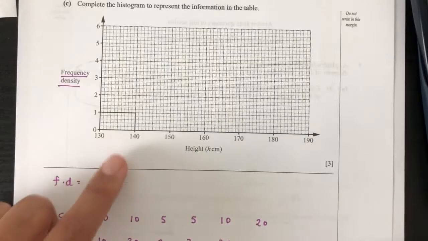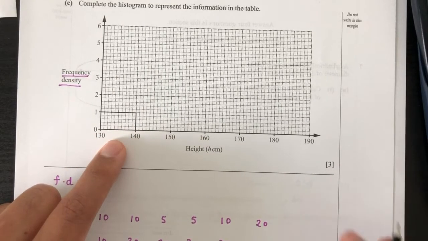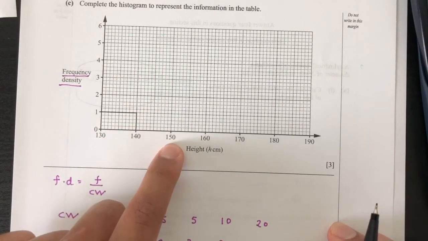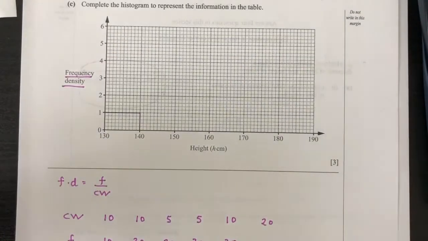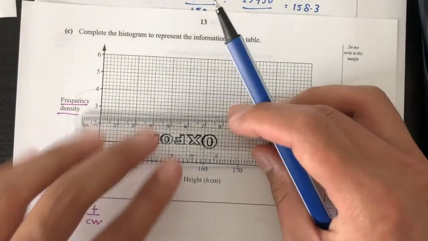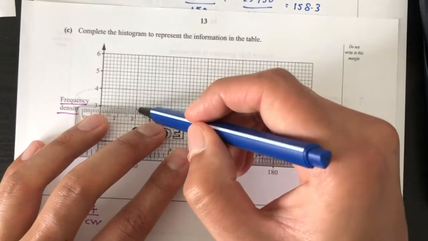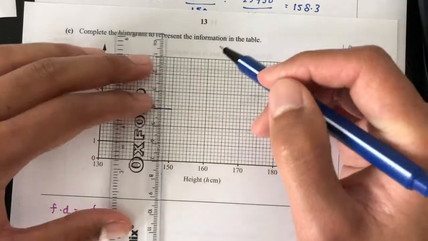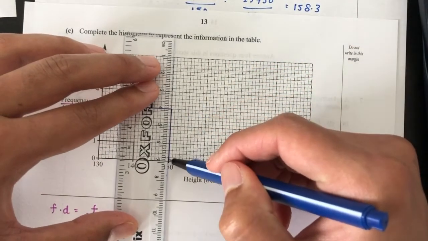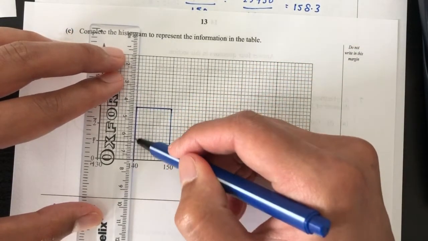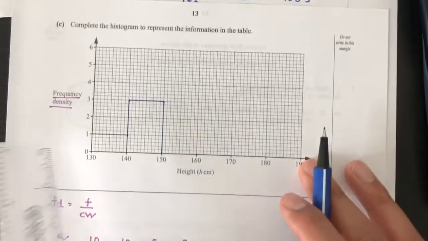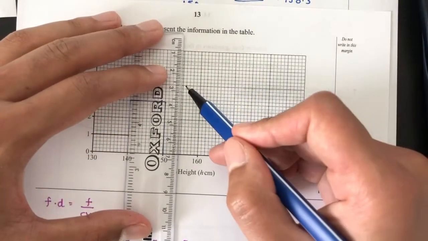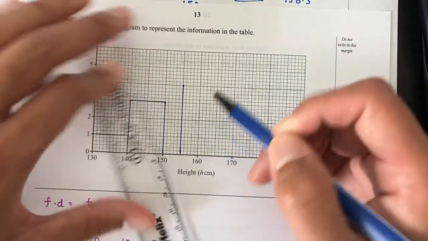On this graph, the first one has been given to you already. So we have to draw the other one, which is 140 to 150. For 140 to 150, the frequency density will be 3. So let's draw that. We go to 3, connecting these two. Okay, so that will be the first one. And we have 150 to 155 will be 4. So let's do that. 150 to 155, the value of 4.